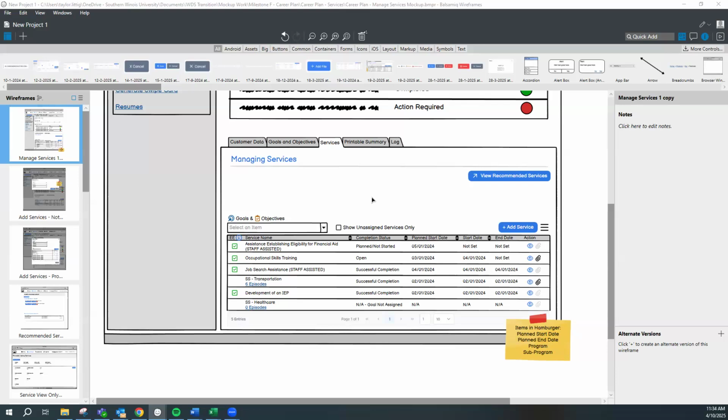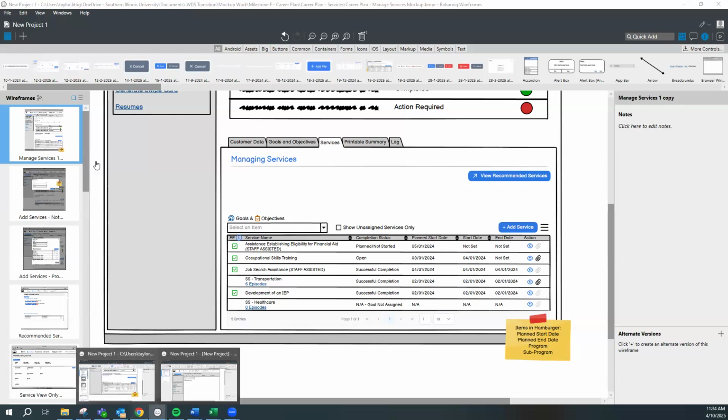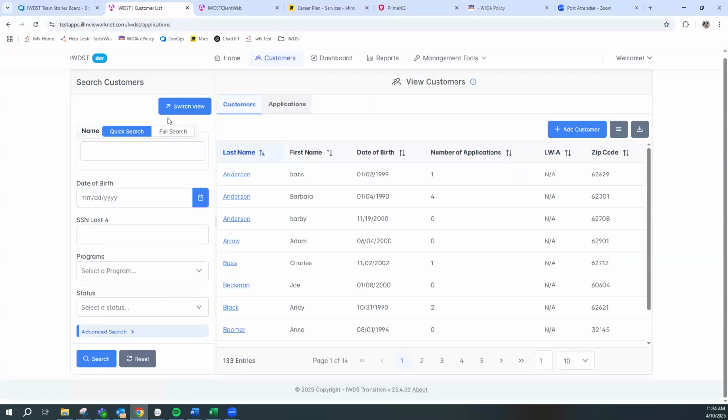Because if you think having more detailed search filters here would be helpful, we can definitely build that in. Like how it is in the customer list, we have these search filters over here, so you can search and get a real detailed list of what you want to see. We could do the same thing in services.